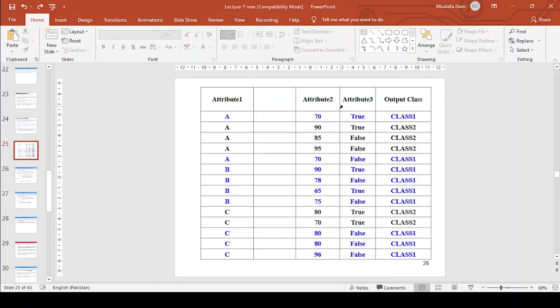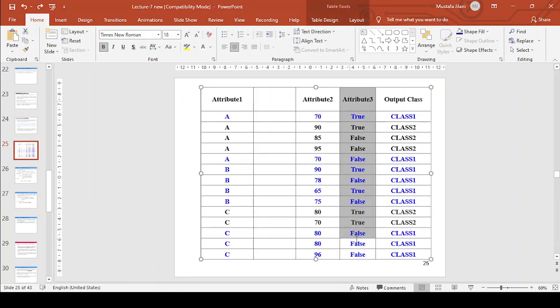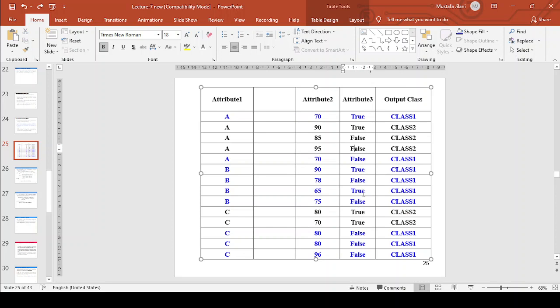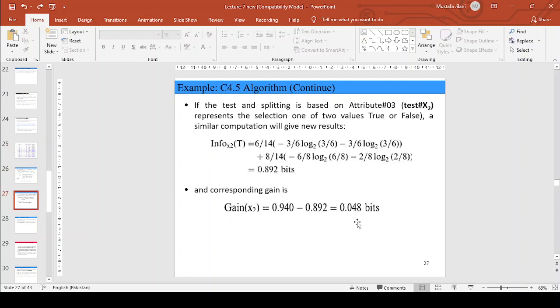Next we skip attribute 2. Now we go to attribute 3. There are two cases, true and false. How many true belong to class 1? How many true belong to class 2? 1 2 3 4 5 6: 6 are true, that means 8 are false. If I go down, 6 are true, 8 are false.